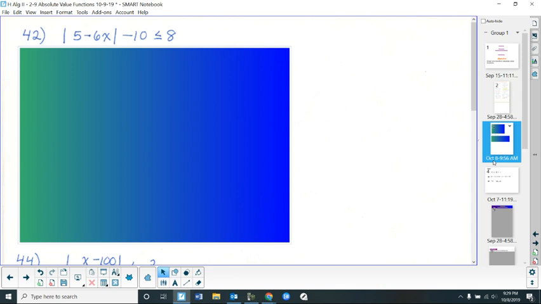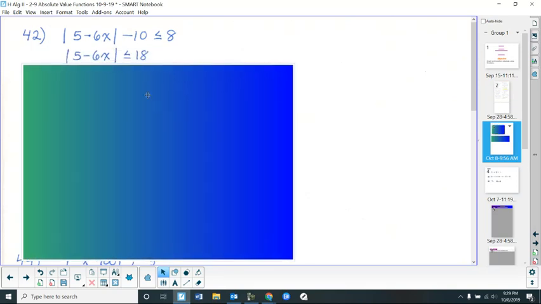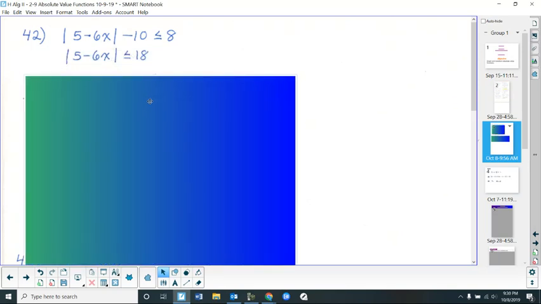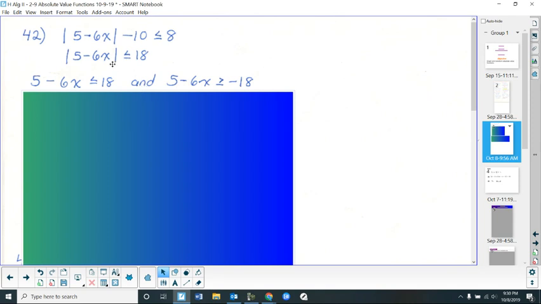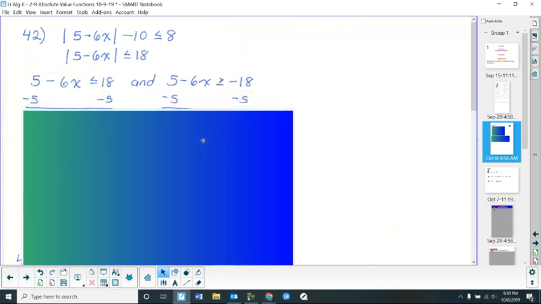Okay, 42. 42 is just a normal problem again. Add 10 to both sides, you get 18. Now that you've isolated, it's less than, so and. So I took what was in here, less than or equal to 18, and flip this, make that opposite, greater than or equal to negative 18.